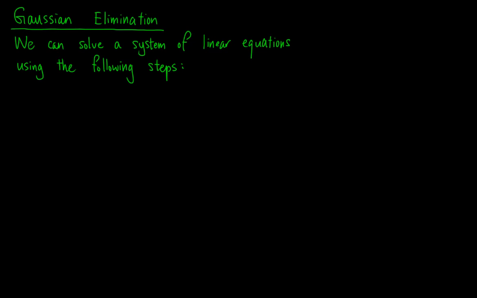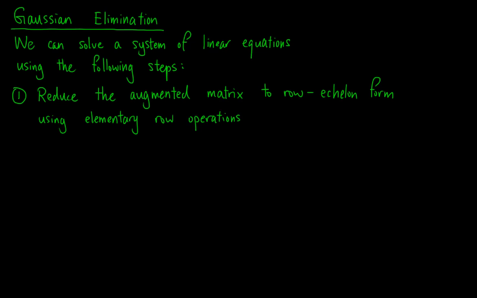From the previous videos, we realized that we can use the following steps to solve a system of linear equations systematically, and this process is called Gaussian elimination. It can be described as follows. We first reduce the augmented matrix of the system to row echelon form using elementary row operations.